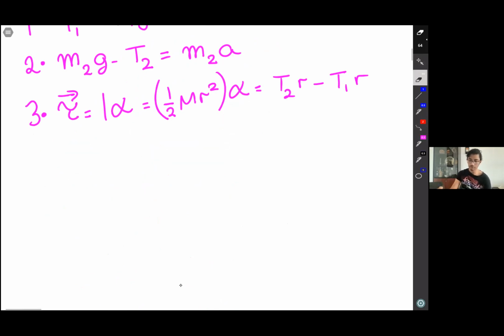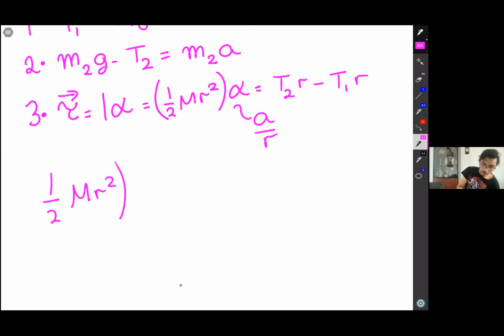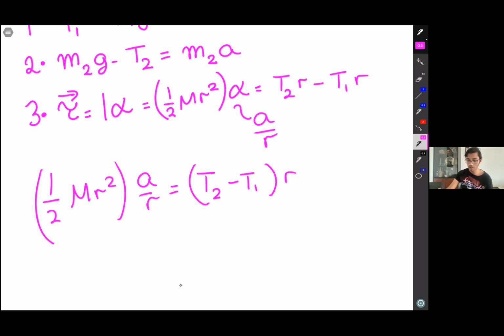Let me give myself a bit more space. We also know that alpha is equal to the linear acceleration over the radius. So over here, there are some really nice cancelling outs. Let's write this again: half capital M R squared times alpha, which is A over R, is equal to T2 minus T1 multiplied by R. All I'm doing is factoring out the R in this part of the equation.